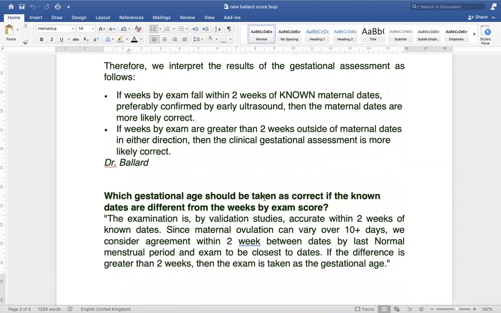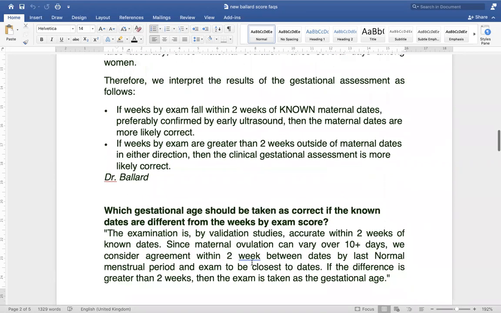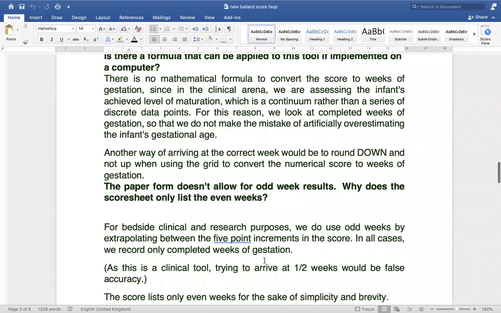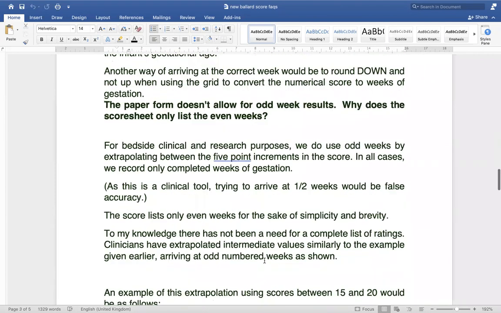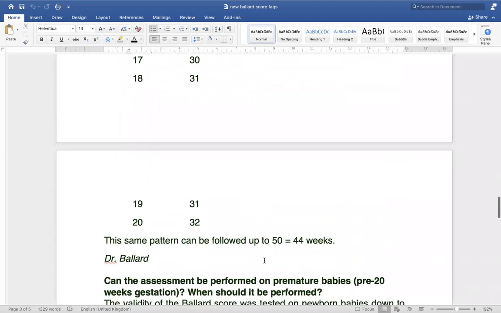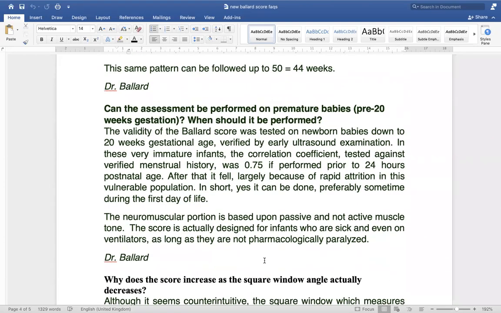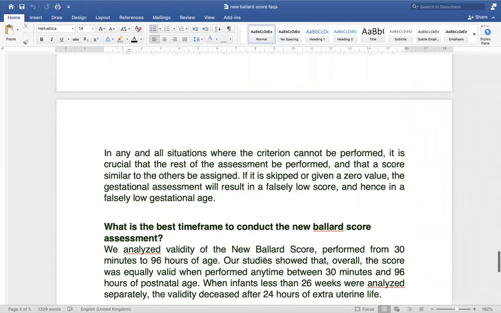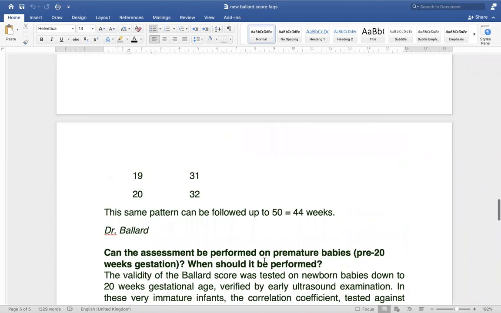Okay, so what if your gestation and your Ballard are not agreeing? Suppose there is a difference. Usually there should be accuracy within 2 weeks of known dates. If they are not agreeing and it is beyond 2 weeks, then you should always take the Ballard scoring system. So what is the extended Ballard scoring system? That will cover even the extremely premature babies.